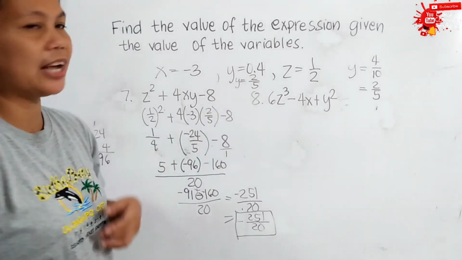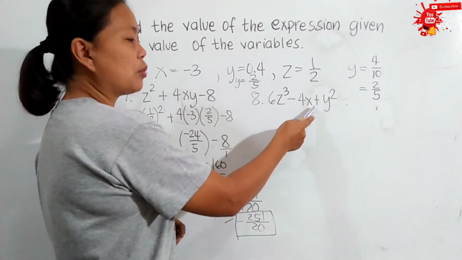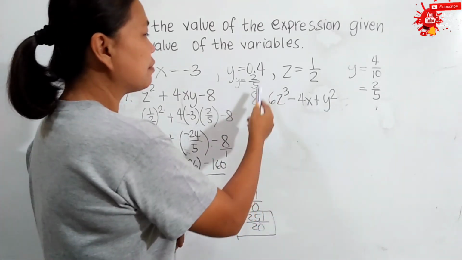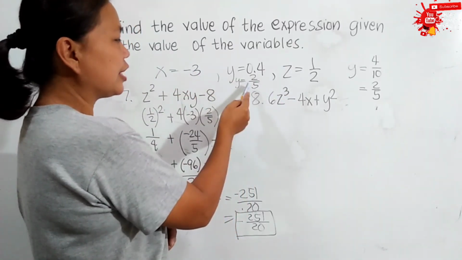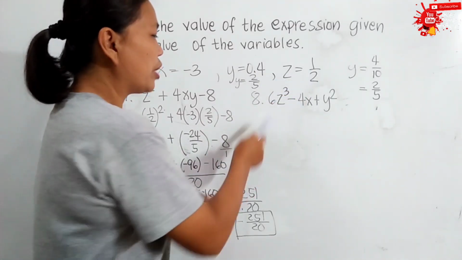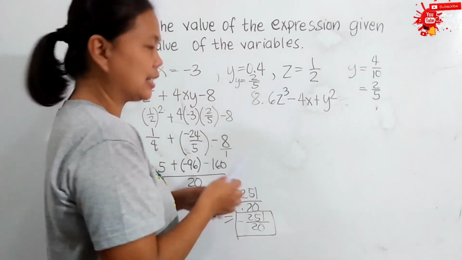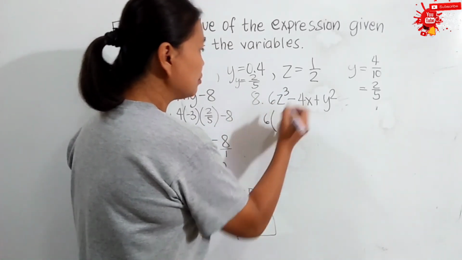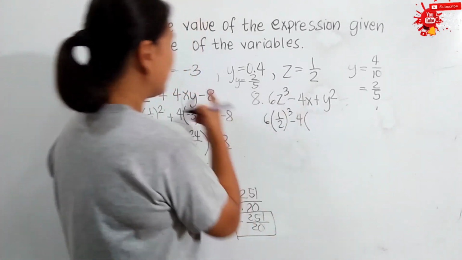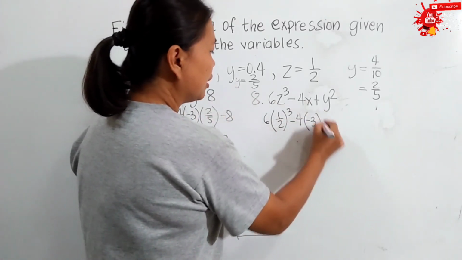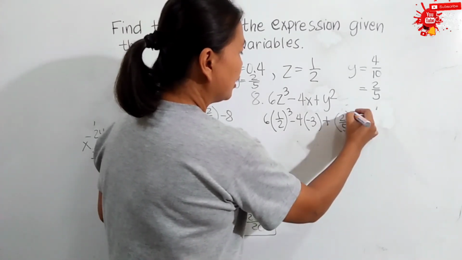Now let us proceed to the other example. We are given here 6z cubed minus 4xy plus y squared. The given values for x, y, and z are -3, 2/5, and 1/2. So we have here 6z cubed. It means that it is 6 times the cube of z. So we have here 6 times 1/2 cubed minus 4 times the value of x, which is -3, plus the square of y, which is 2/5, then squared.